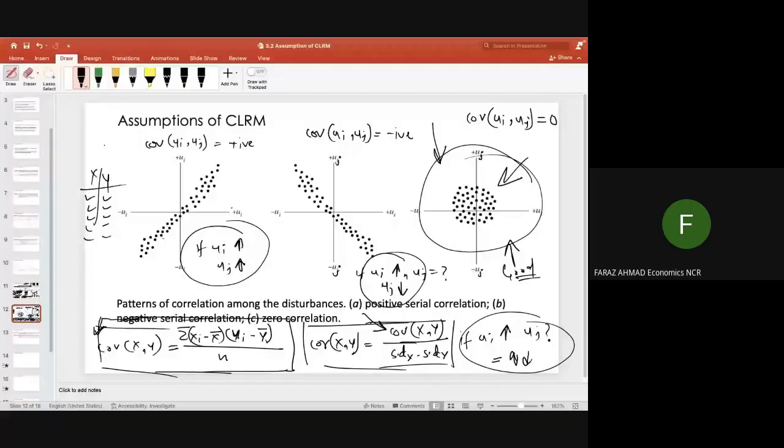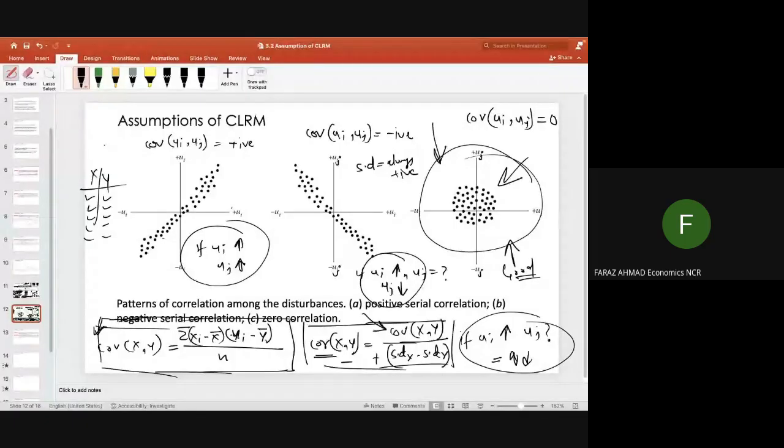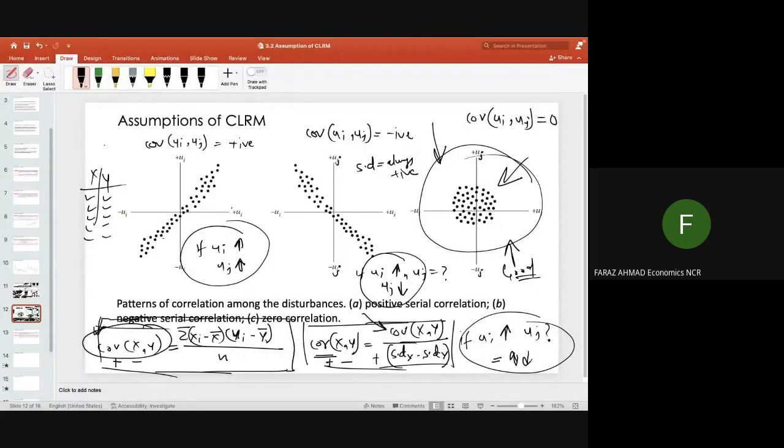Standard deviation is always positive, remember? Always positive. So the denominator is always positive. Correlation can be negative only when covariance is negative. Correlation will be positive only when covariance is positive, because covariance appears in the numerator of correlation and the denominator will always be positive, right? And correlation will be zero only if covariance is zero.